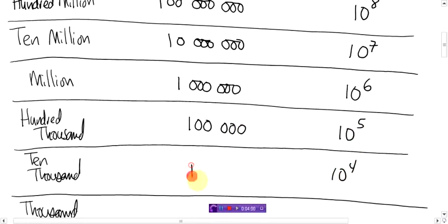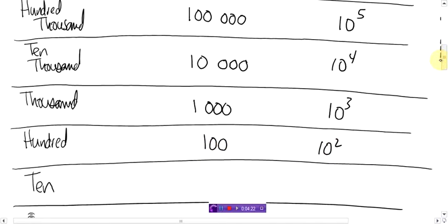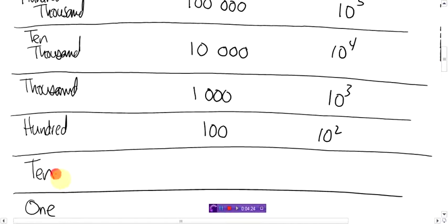So 4 zeros. Again, try to write it from the ones. 3 zeros, like in chunks of 3. And then 1,000 is 10 to the power 3. I think you all know what 1,000 looks like. 3 zeros. 10 to the power 2, that's 100. You know what that is. And as we keep going, 10 is just 10, obviously.